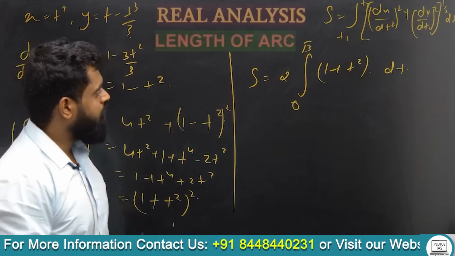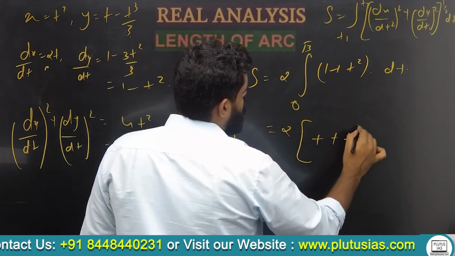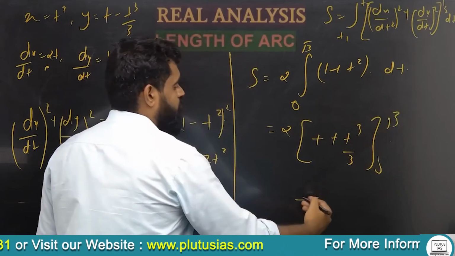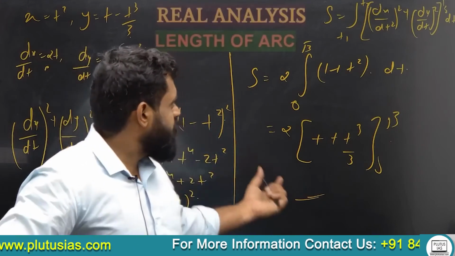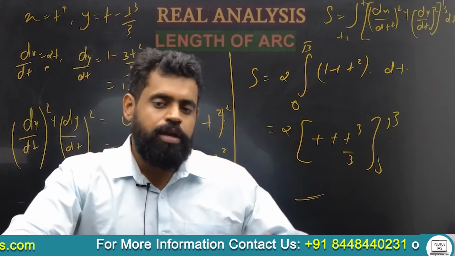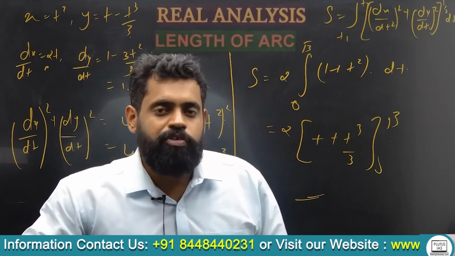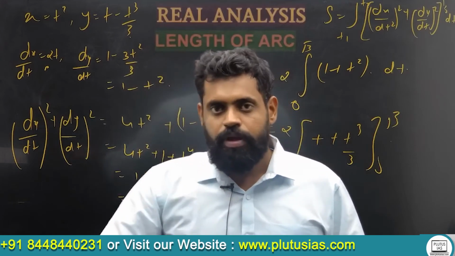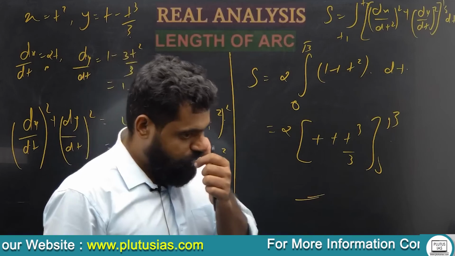Now it's very easy to integrate. This would be t plus t cube upon 3, from 0 to root 3, and you can proceed and you will get the answer. Simple normal integration. All you have to learn is where it just forms a loop, and if you have learned this, you can be sure that you are getting 15 marks in the examination. In this simpler topic, practice 15 to 20 questions related to this.